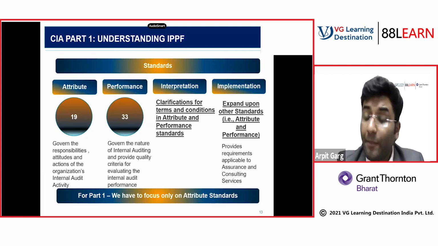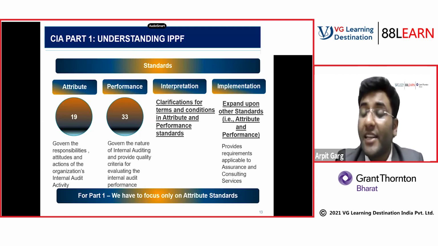Implementation standards expand upon the other categories of standards. Again, guys, this is important from the examination point of view. There may be a possible question which says, which standard expands upon other categories of standards? What will be your answer in such a case? Can I have the answer, please?